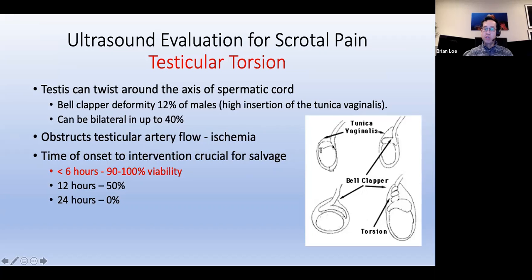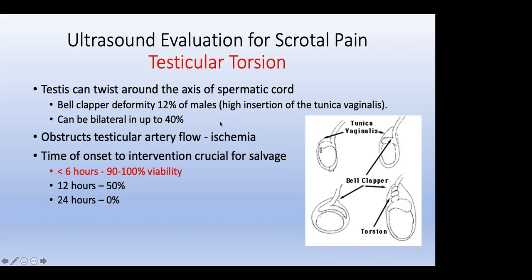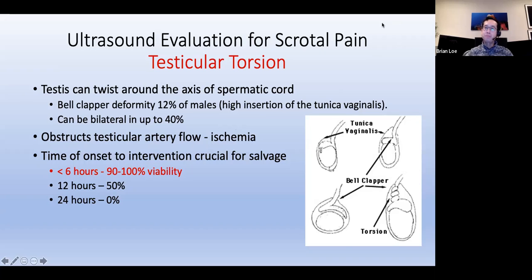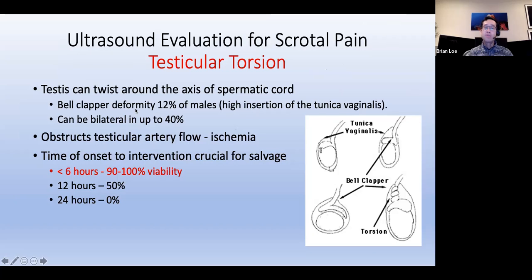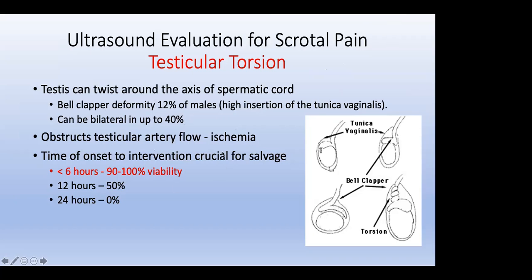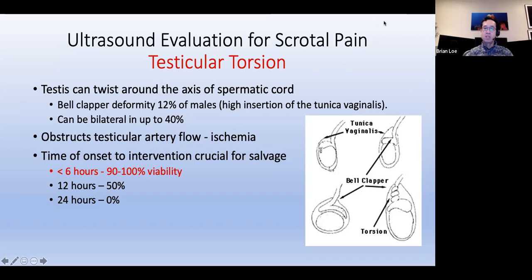Most of the time the tunica inserts quite low here, but in some patients the tunica vaginalis inserts higher on the spermatic cord, which allows more room for it to twist inside of the scrotal sac. So in the setting of this bell clapper deformity that can occur in 12% of males, some of them are bilateral in up to 40% of those cases. So it will obstruct the testicular artery flow, which can cause, of course, ischemia, which may be irreversible.